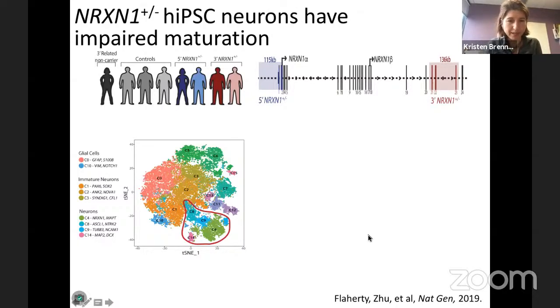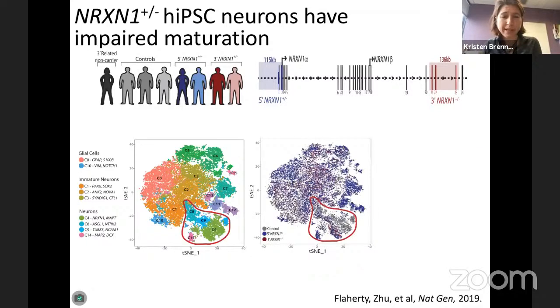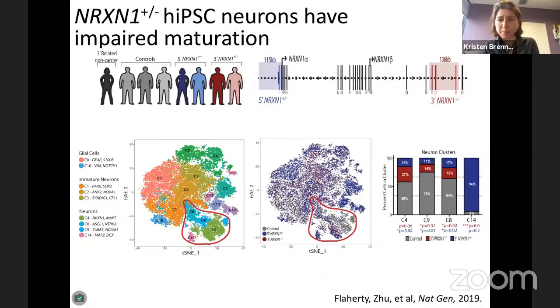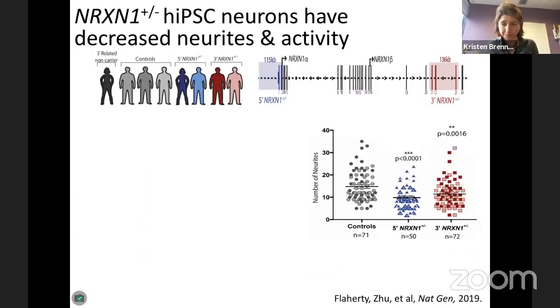I'm not sure if you can see my cursor, but on the top left-hand corner, we have the glial cell clusters. Those brown ones in the middle are the immature neuron clusters, and these teal and lighter green cells are the mature neurons. They're circled in red. And what we see when we color them by donor is that this mature neuron cluster is disproportionately gray. In fact, we are disproportionately enriching for control neurons and depleting for patient-derived neurons in this mature neuron cluster, suggesting that patient-derived neurons might not be maturing to the same extent as controls.